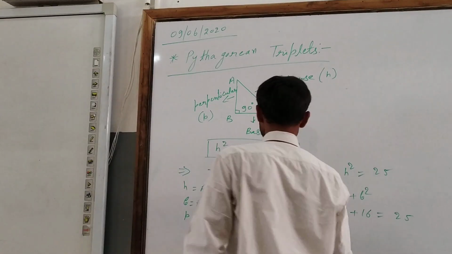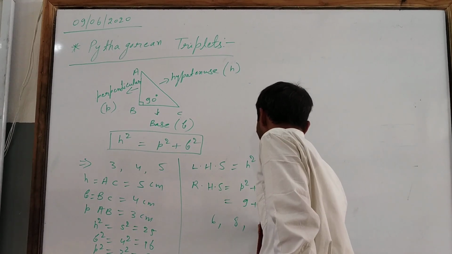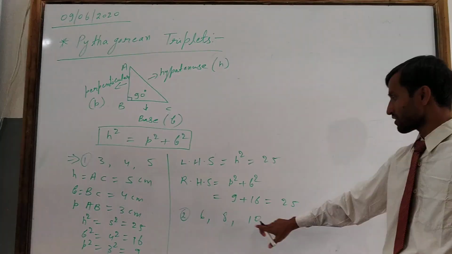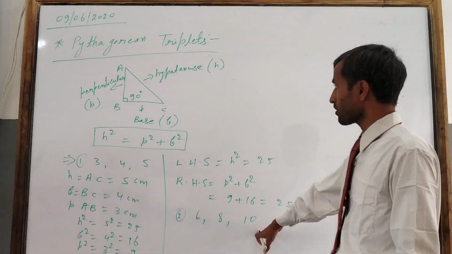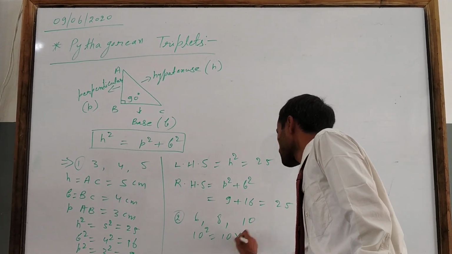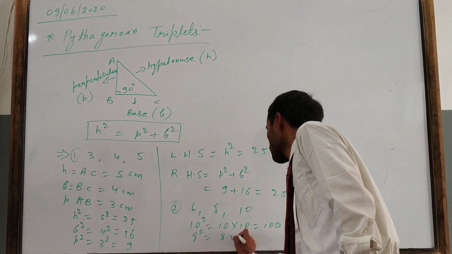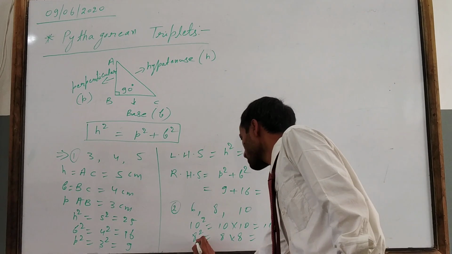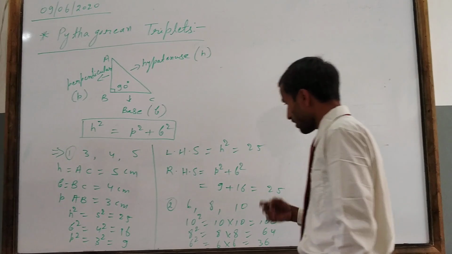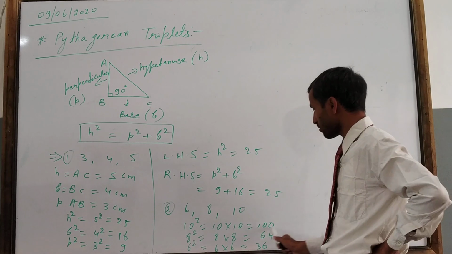We can take other examples also, such as 6, 8 and 10. This was the first example and this is the second example. Here also the Pythagorean triplet property will be applicable. 10 square means 10 into 10, which is 100. 8 square means 8 into 8, which is 64. 6 square means 6 into 6, which is 36. Since 10 is the biggest, the square of the biggest is H square.